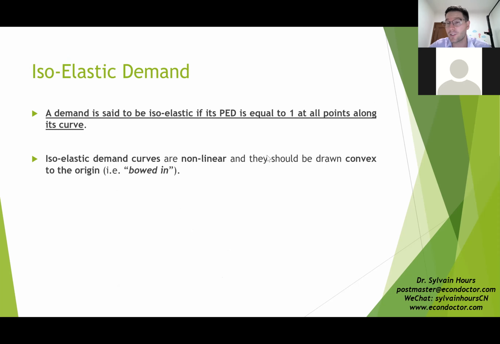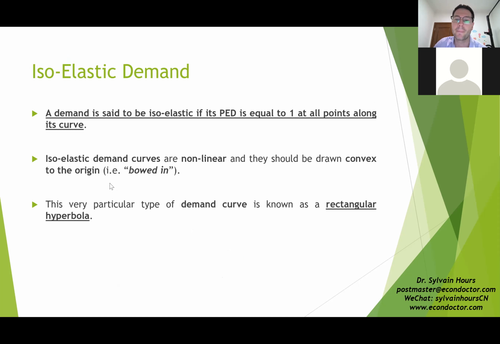It's not a straight line. If you graph it, it's actually convex. We call that a rectangular hyperbola in math. I've actually included this term because it has been used before in MCQs. So if your students see something like a rectangular hyperbola, they should understand that this is an isoelastic demand with a constant PED equal to 1.